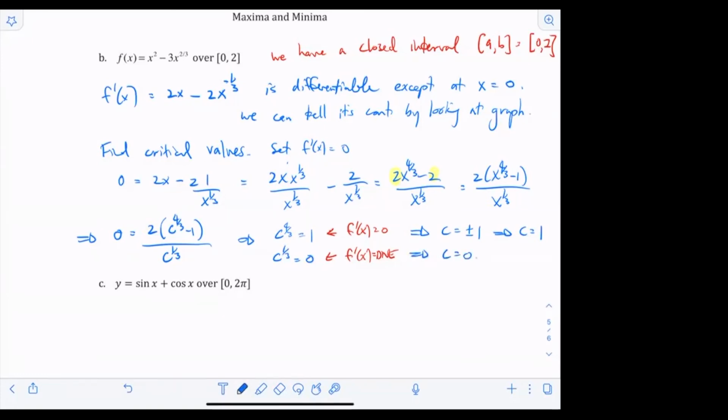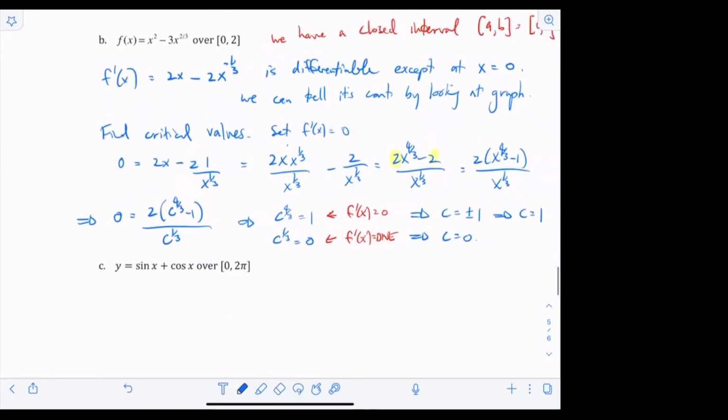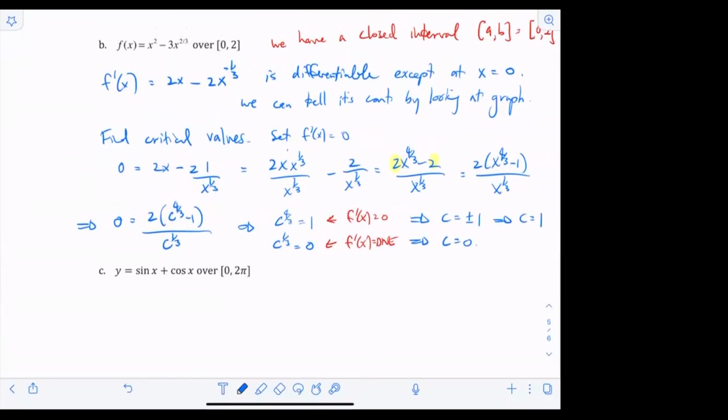Okay. So what we need to do is, we found all the points we need to test. We need to test the endpoints, which is going to be f of 0 and f of 2. We also need to check that critical value, f of 1, because 1 is inside our interval. Okay. So what do we get? f of 0, you're going to get a 0.